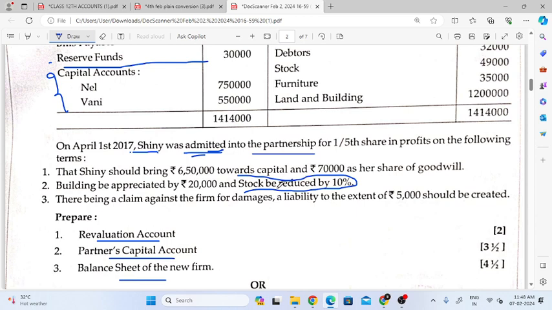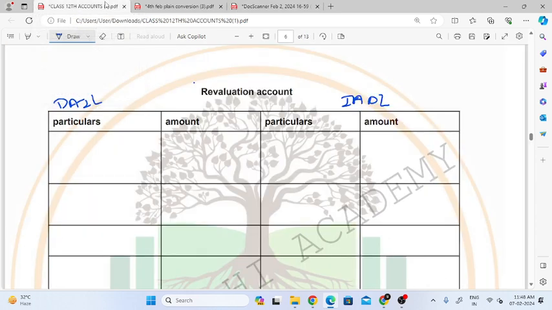So now here they have given that the actual amount of stock is 49,000 and it is reduced by 10%. So it means that it is reduced by how much? 49,000 multiplied by 10%, 4,900. Okay, so where are you going to take this 4,900? Since it is reduced, it is a decrease in asset, right? So we are going to write 4,900 over here to stock as 4,900.